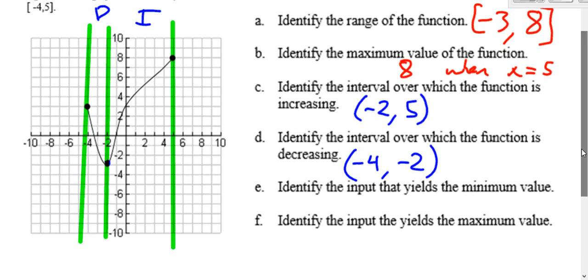The input that yields the minimum value is right here. That input is negative 2. The maximum value we said earlier was 8, and we said that that happens when x was 5. That's your input.